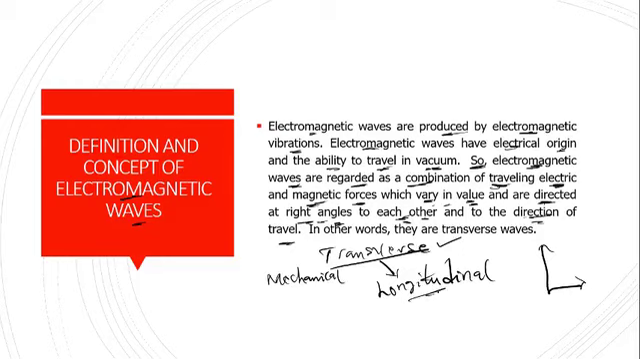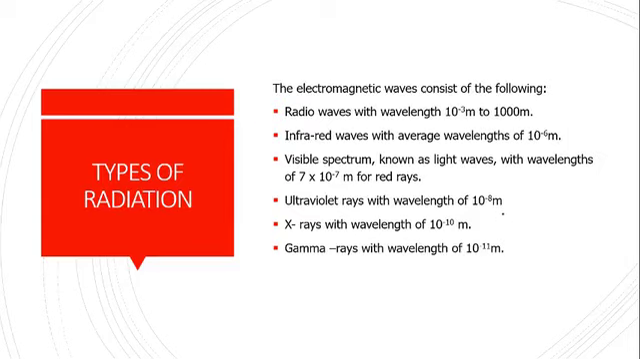On the other hand, longitudinal waves are waves where both the magnitude of the wave and the direction of travel are in the same plane. Either they are parallel to each other or they are in the same direction. So they are longitudinal. But for electromagnetic waves, where magnetic forces and electric forces combine together, they are called transverse waves.